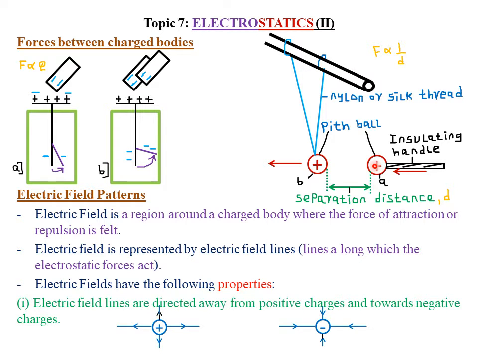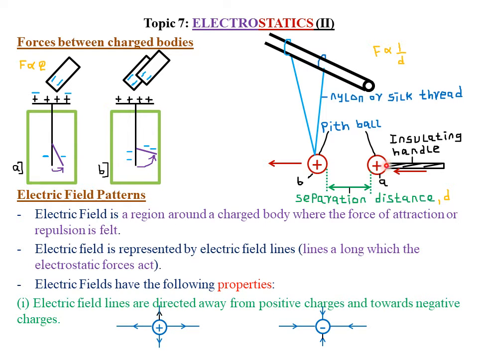For example, in this particular case, we have two pith balls which are positively charged. We are tying one using a nylon or a silk thread on this rod. Then we have another insulating handle which also has a positively charged pith ball. Of course, positive and positive charges will always repel each other. But when you bring this insulating handle very close to this positive charge, the repulsion will be greater, showing you that the smaller the separation distance, the more the repulsive force.